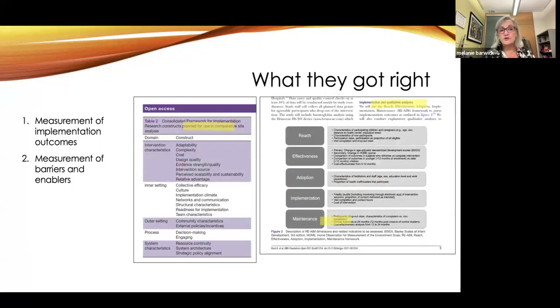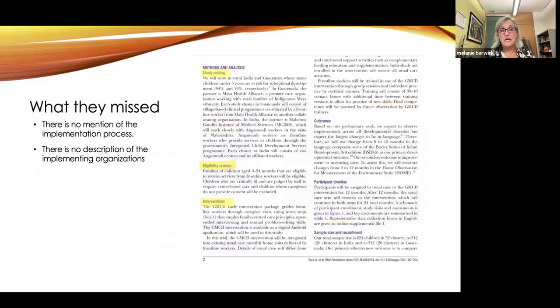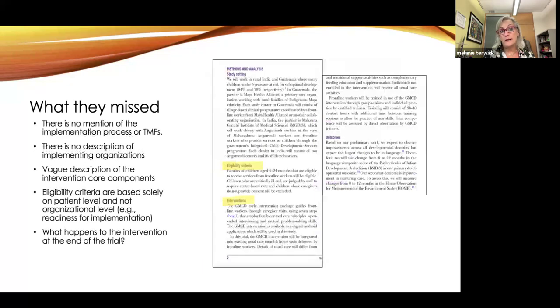So they got right measuring implementation outcomes, measuring barriers and facilitators, and they talk about that. But there's no mention of how they're going to implement, and there's no description of the implementing organizations. So, I know you can't scan and read this super quickly. Their eligibility criteria is specific to the patients. There's nothing about which types of organizations are actually eligible to be a study site. How was that determined? And do they have the capacity to implement and deliver this intervention? So that's important information that is missing from their approach and from their reporting.